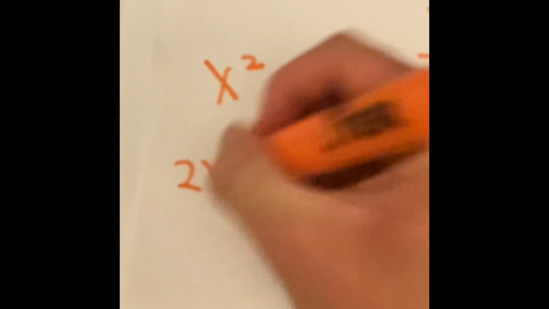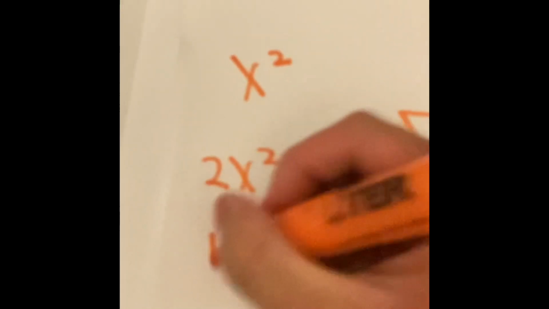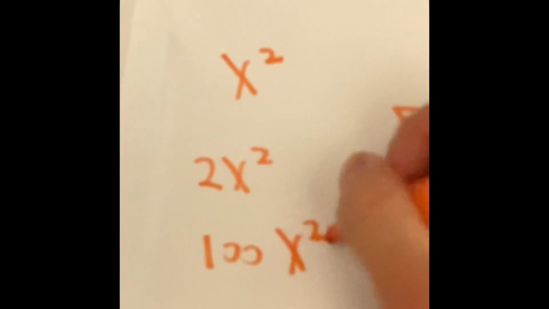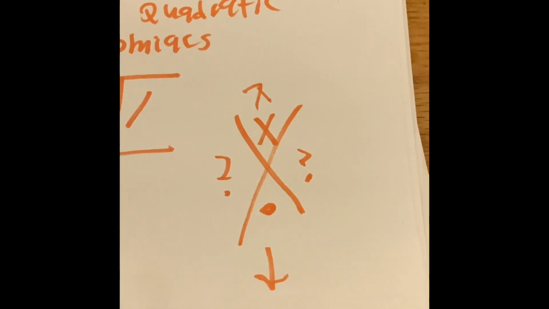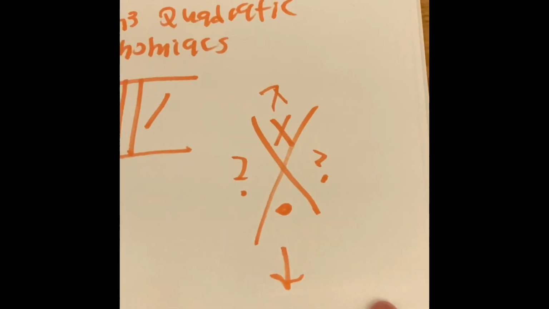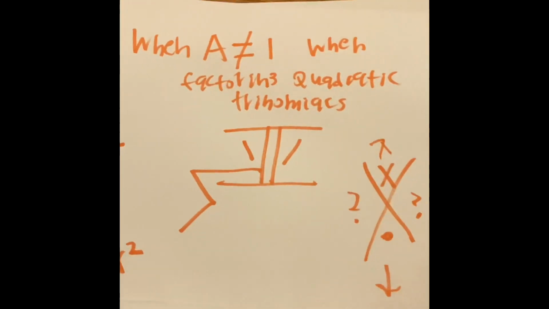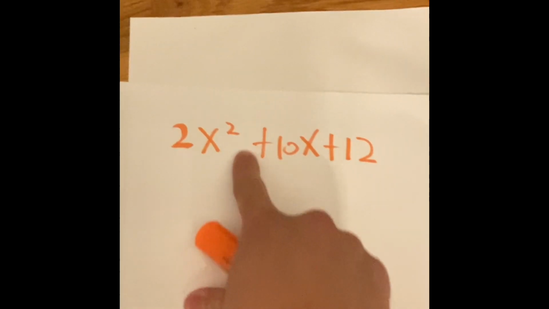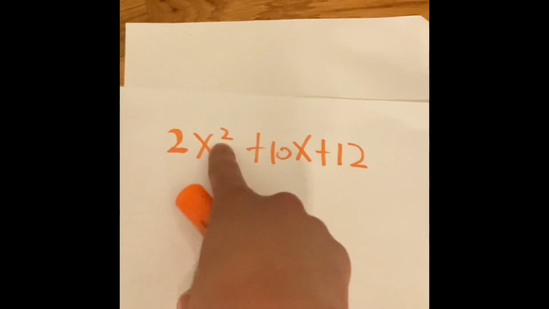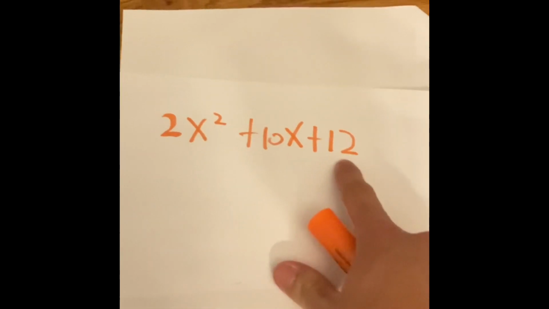What happens if instead of x squared, it's 2x squared, or possibly 100x squared? Then the diamond is not going to work. So there's another strategy that we can look at. We are going to factor 2x squared plus 10x plus 12.